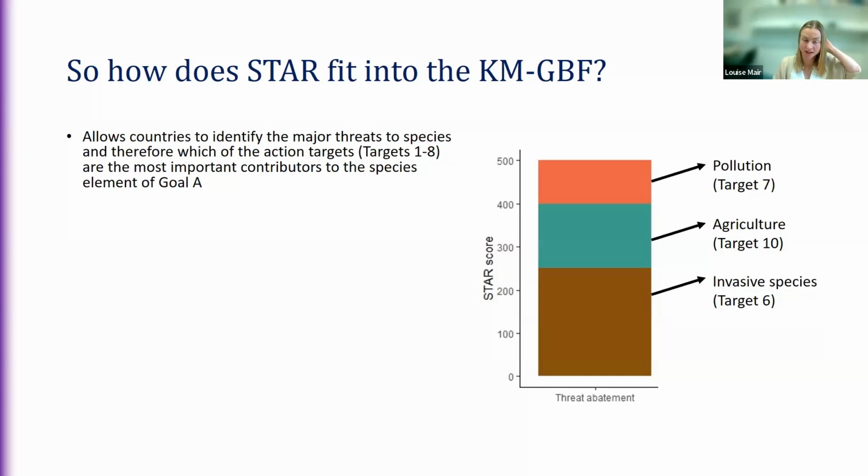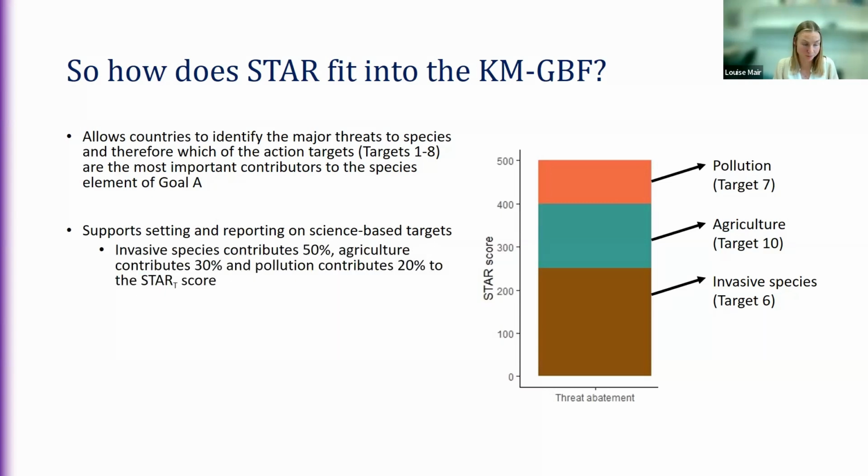So if we go back to this hypothetical example, STAR is allowing countries to identify the major threats and therefore which of the action targets are the most important. So in this context, you can see that target 6 would be the most important, but also target 10 and 7, addressing agriculture and pollution. This is allowing you to set and report on science-based targets. And as an example of that, in this hypothetical figure, invasive species contribute 50% of the total STAR score, agriculture contributes 30%, and pollution contributes 20%.